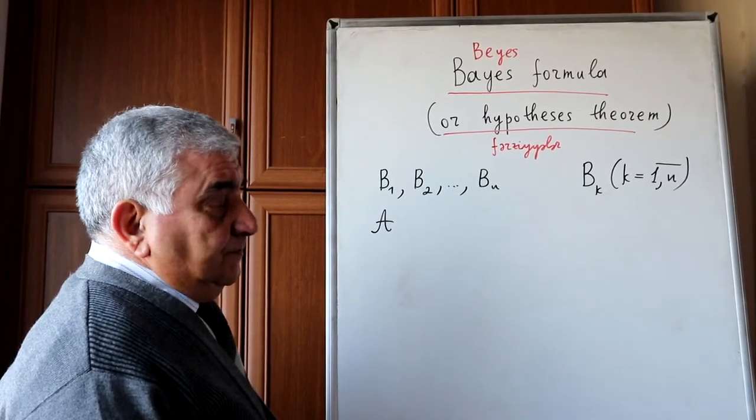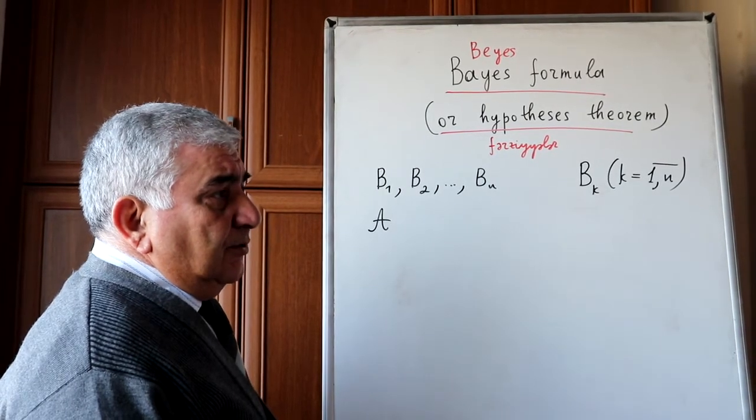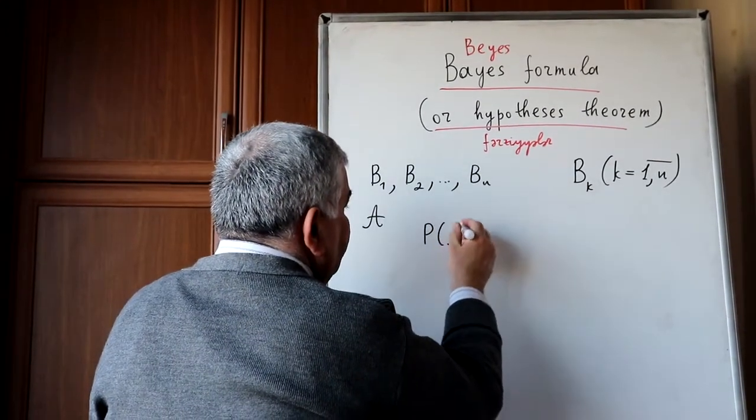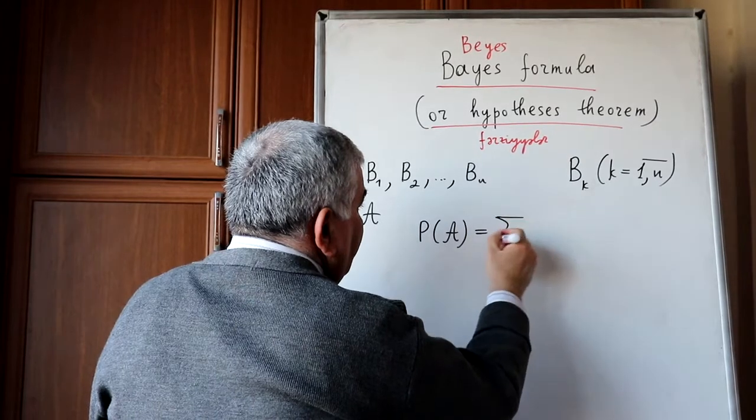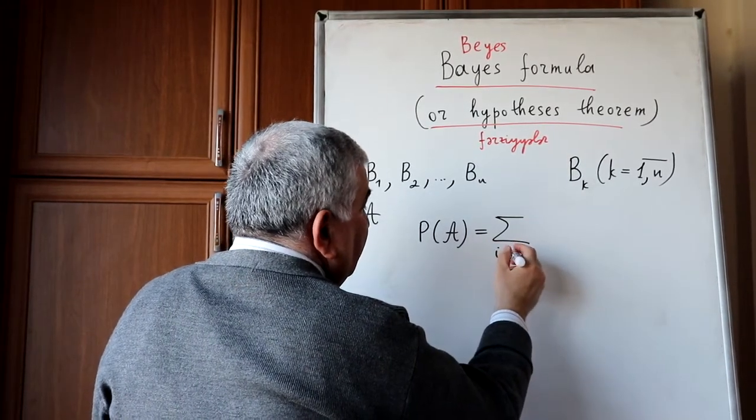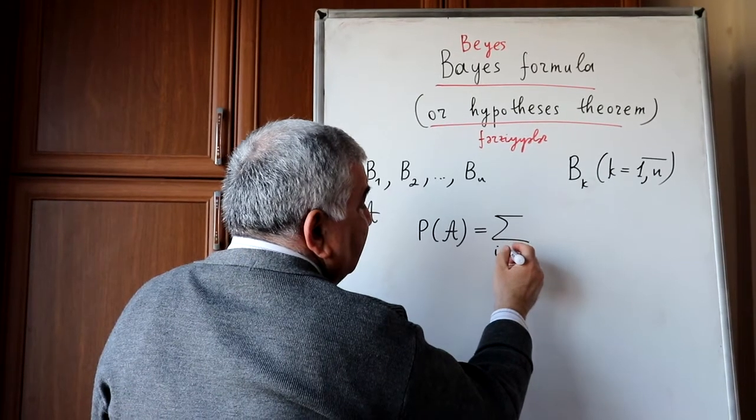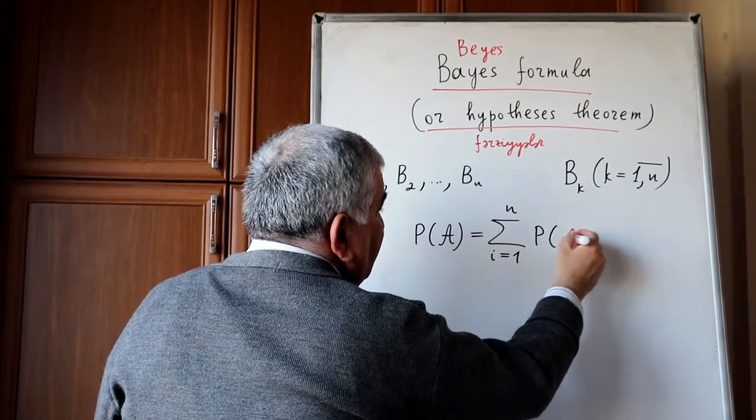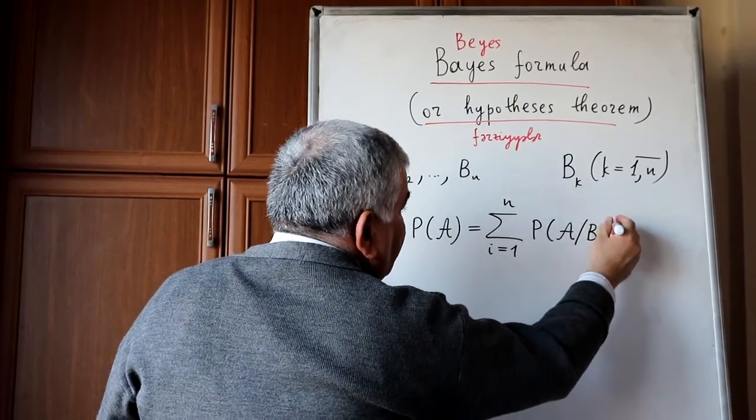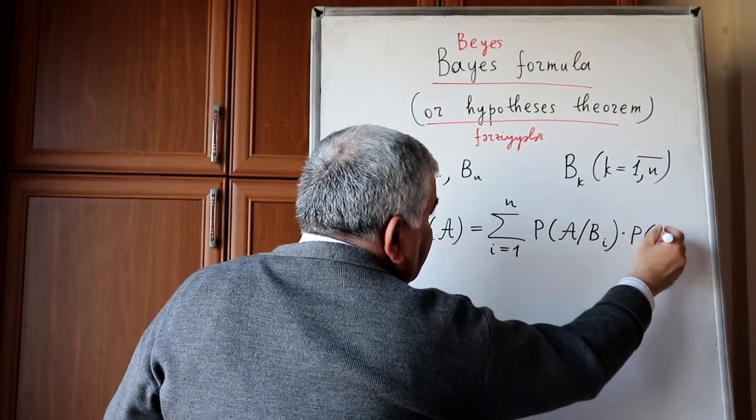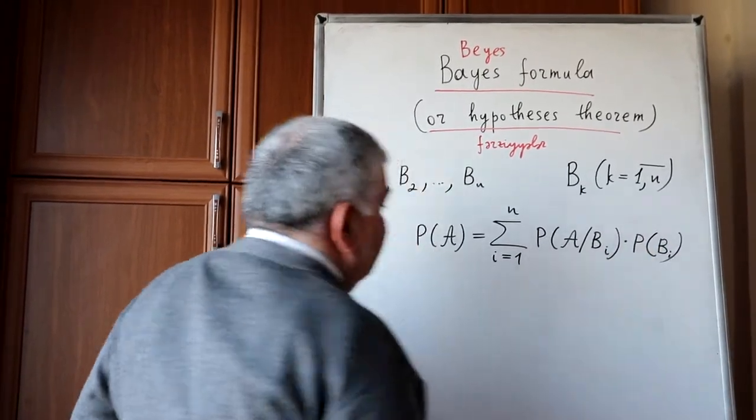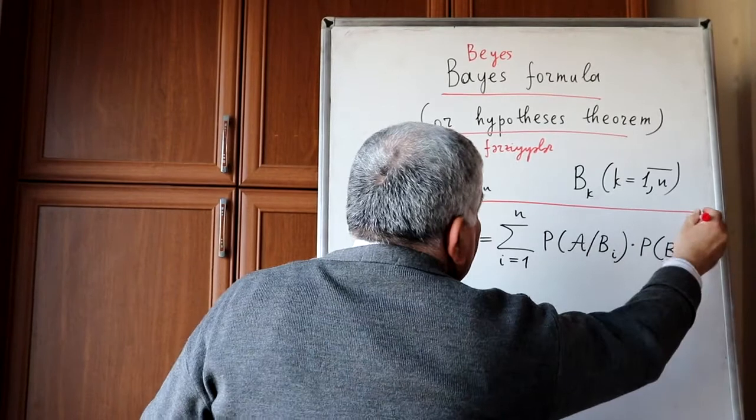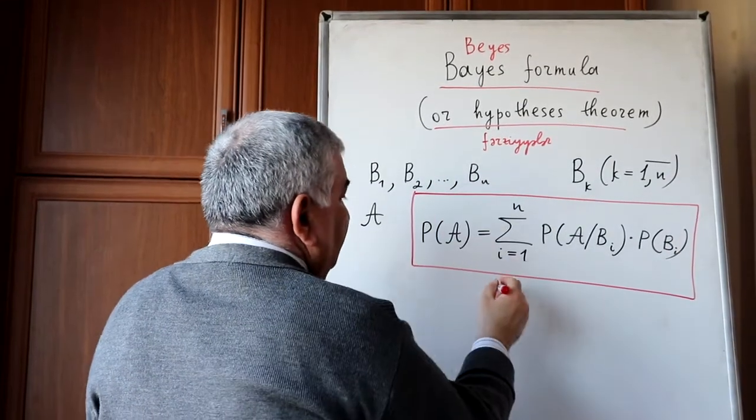According to the total probability, we have that P of A is the sum for i, which changes from 1 to n, of P of A on the condition B sub i multiplied by P of B sub i. It is the formula of the total probability.